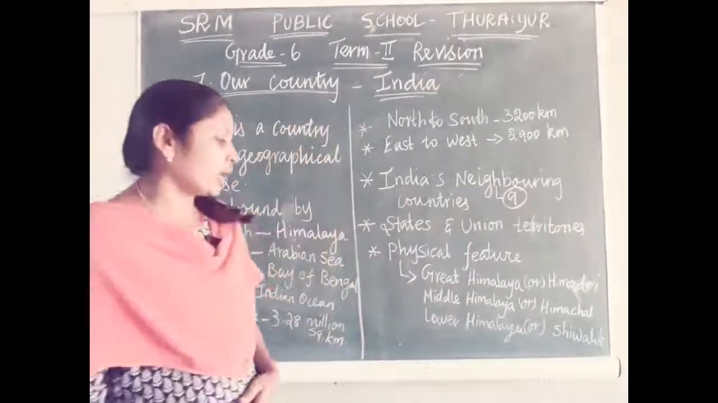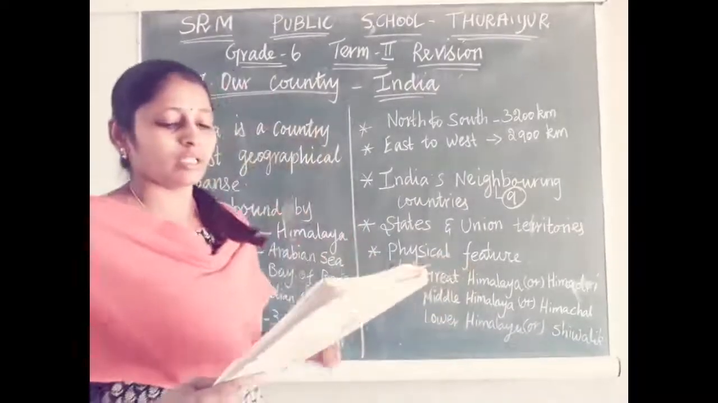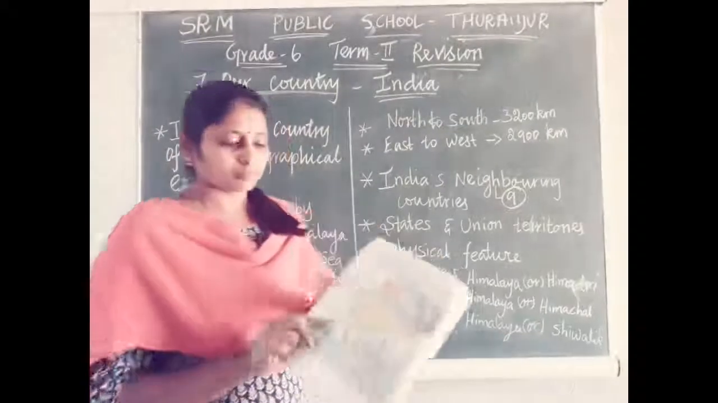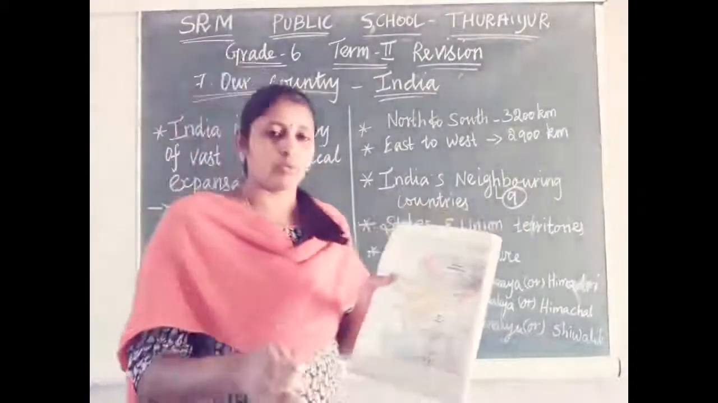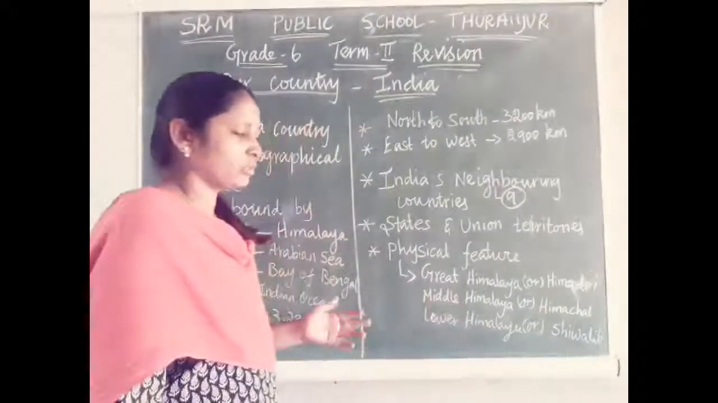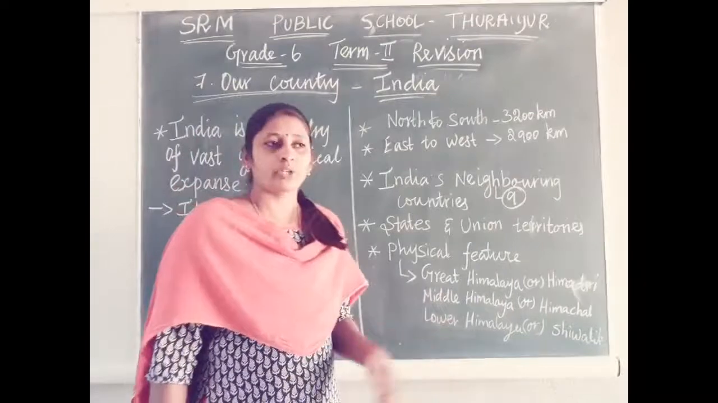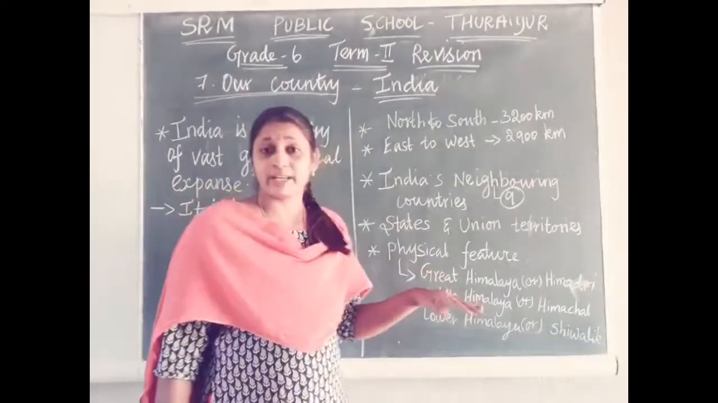Next is Lower Himalaya, otherwise Shivalik. This is the lower part where the mountain range is ending and the plain starts. That place is called Shivalik. Many Shiva temples are located in this place. So these are the physical features of the Himalayan mountain range.